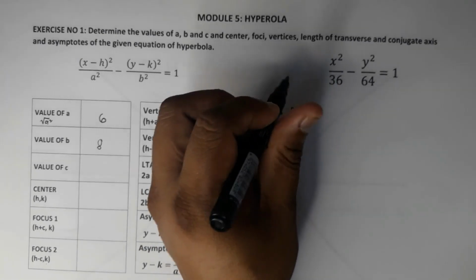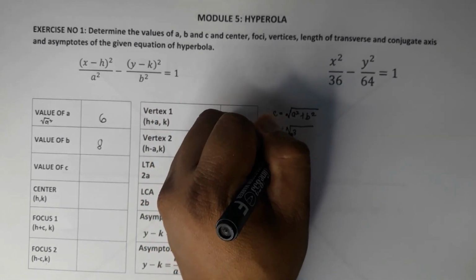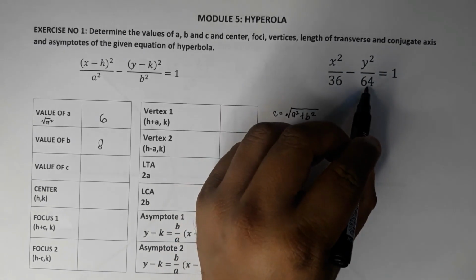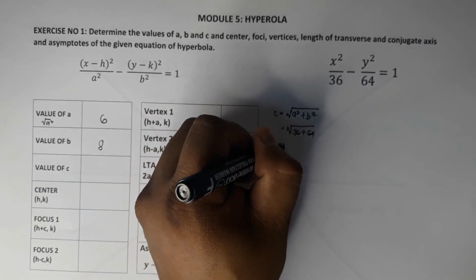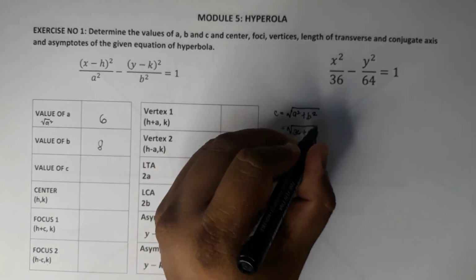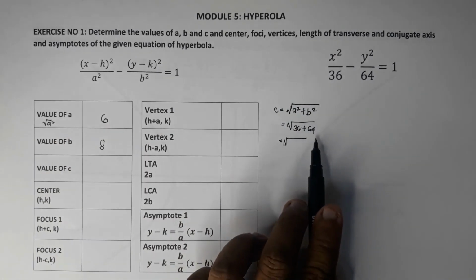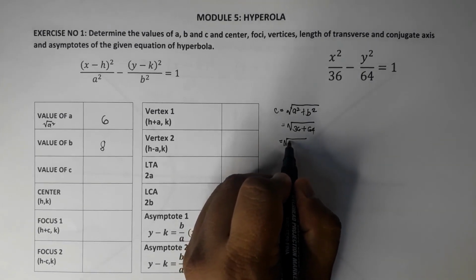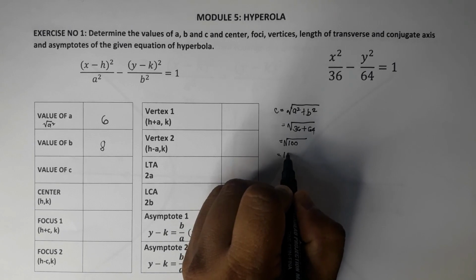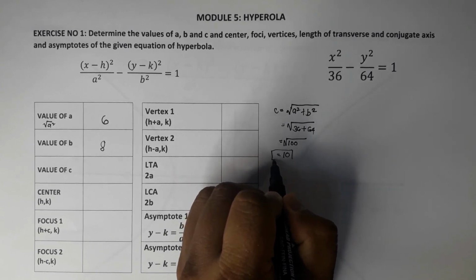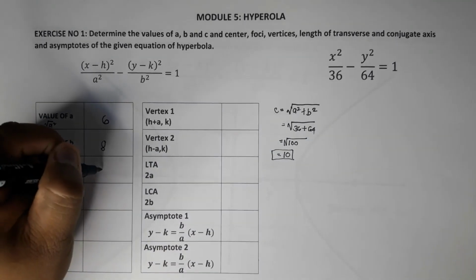All we need to do is to get the A squared, which is 36, plus B squared, which is 64. We add them. That's 36 plus 64 is 100. And the square root of 100 is 10. Therefore, the value of C is 10.